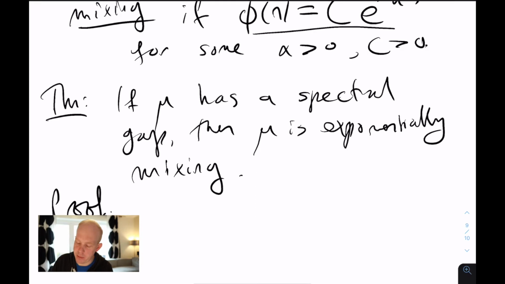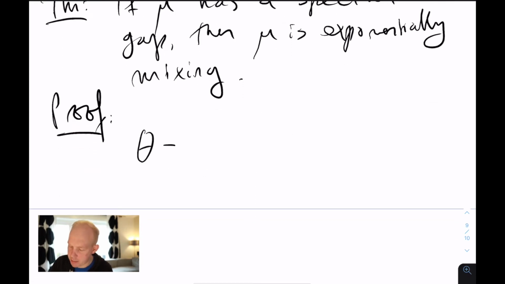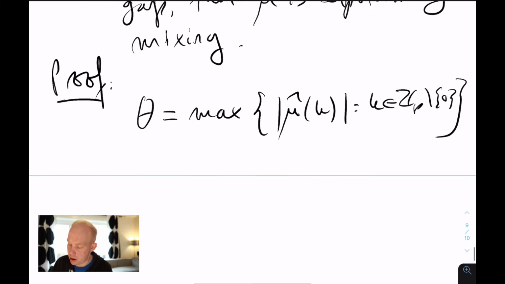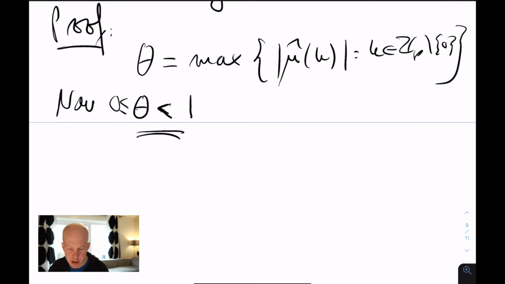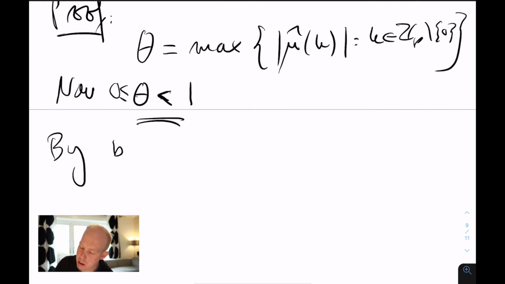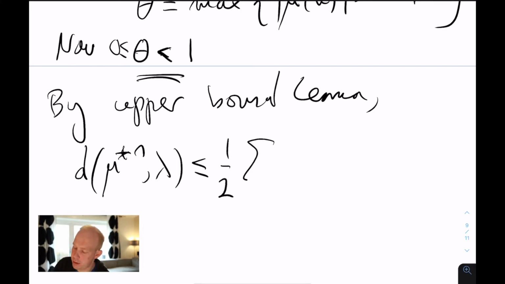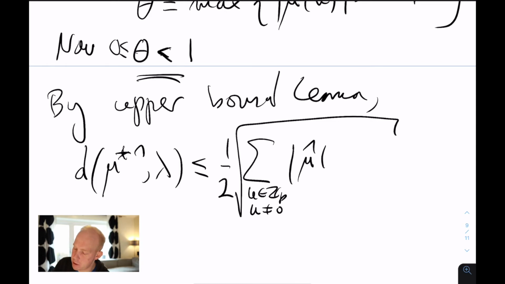And the proof is very straightforward after you use the upper bound lemma, by denoting this maximum as, let's say, θ. So you take the maximum, so we have the spectral gap over k in Z_p not equal to 0. And now we have that this θ is non-negative and strictly less than 1. And now, just by the upper bound lemma, we have that the total variation distance, if you fix an n, to uniform is at most a half of the square root of the sum over k in Z_p, k not equal to 0, of |μ̂(k)| to the 2n.